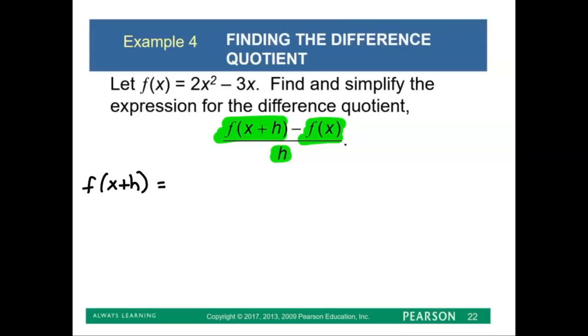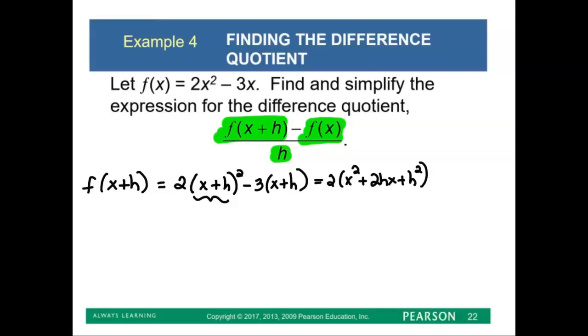That means in my function f, I'm going to replace x with x plus h. So I have 2 times (x plus h) squared minus 3 times (x plus h). Okay, and then I'm going to simplify. So expanding this binomial here, I have x squared plus 2hx plus h squared. All right, and then I'm going to distribute this negative 3. I get negative 3x minus h.